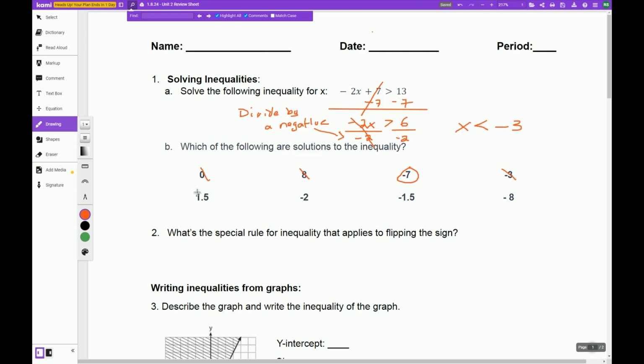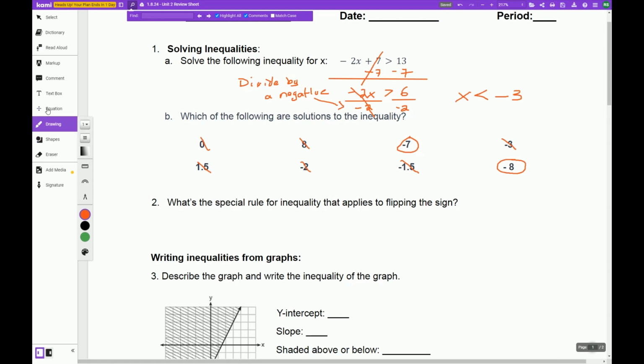Is 1.5? Nope, that's a positive number. Is negative 2? Nope, that number is greater than negative 3. Negative 1.5, that's also bigger than negative 3. And then negative 8 is also less than negative 3. So only negative 7 and negative 8.